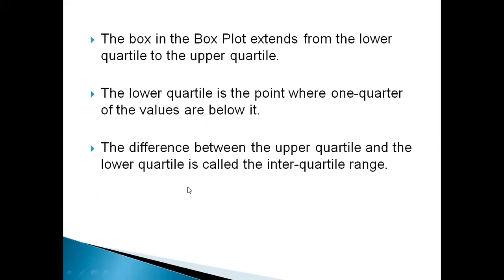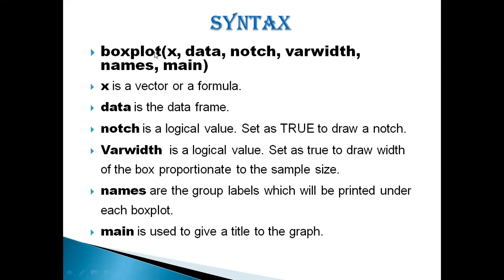So the syntax of boxplot is boxplot. X is a vector or a formula. Data is a data frame. Notch is a logical value. Everyone of you knows a logical value is either true or false. So we have to set it as true to draw a notch, and varwidth is also a logical value, set as true. Names are the group labels which will be printed under each box plot. And we know main is used to give a title of the graph.